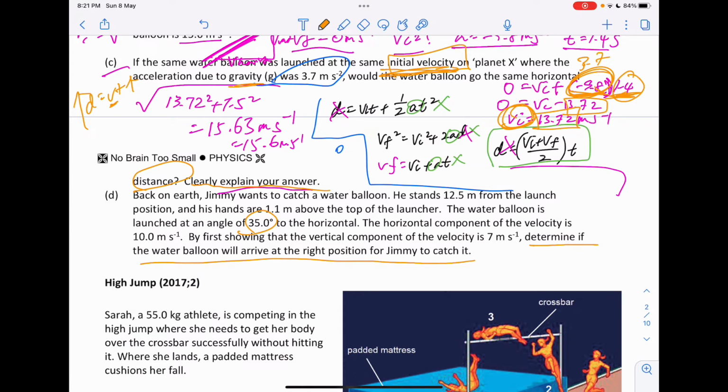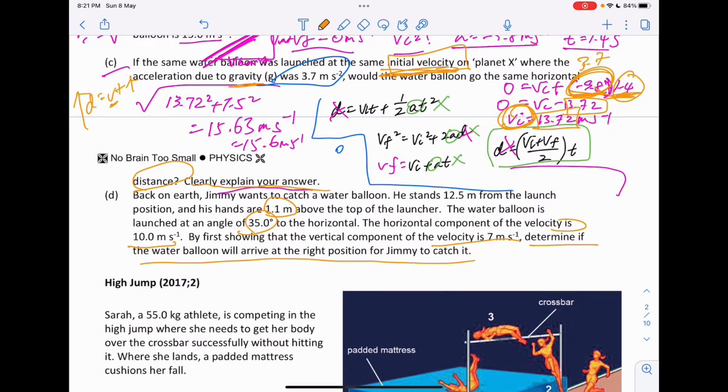.5 from the launch position, and his ends at 1.5. So we can draw a little graph here, by first showing the vertical component of the velocity is 7 meters per second.